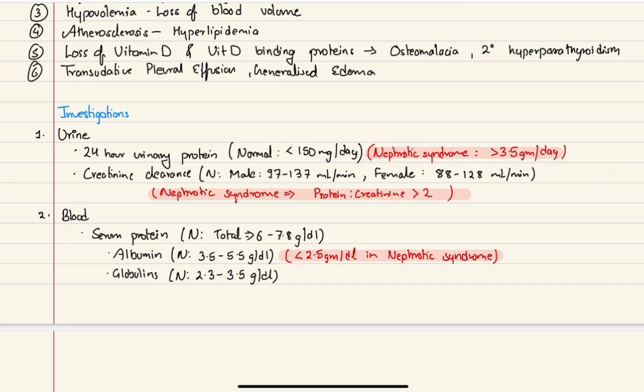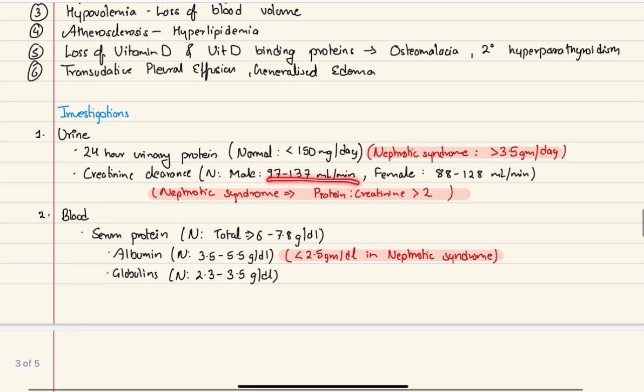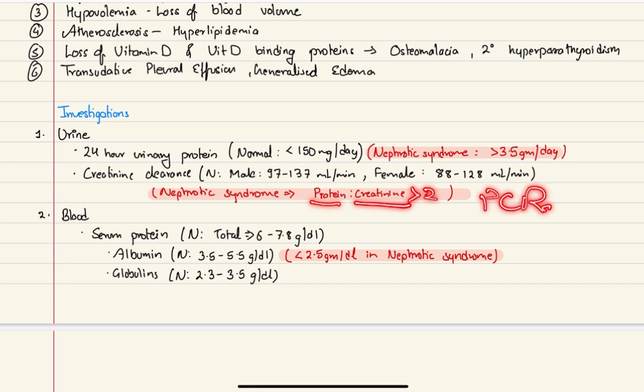The creatinine clearance will also decrease. Normally in male it is 97 to 137 milliliter per minute. In female it is 88 to 128 milliliter per minute. In nephrotic syndrome, the protein creatinine ratio will be more than 2. So the PC ratio will be more than 2.